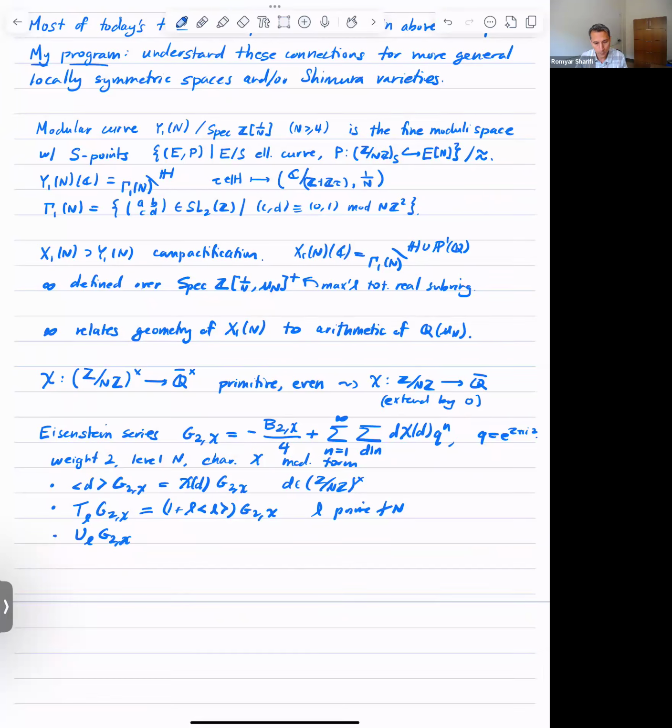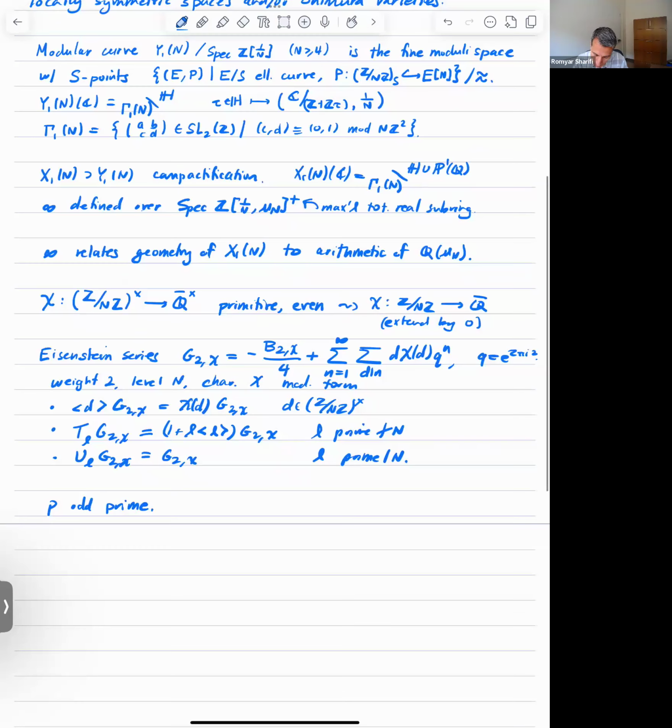So in that case, we have just the operators, and chi(L) is 0, okay, because we've extended by 0. And so, now let me suppose that P is an odd prime. Sometimes I may need it to be at least 5, but for now, just some prime. And we have Hecke algebras.